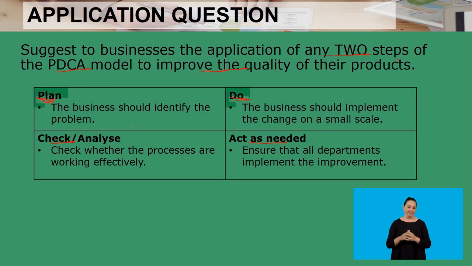So the first step, to plan. What are we talking about with planning? The planning process. The business should identify the problem. 2, what are we talking about? The business should implement the change on a smaller scale, if you choose those 2. If you choose check, what do we mean by check? You check whether the process is working effectively or is it making the difference, and then act as needed. You ensure that all departments implement the improvement across so that the business becomes successful.